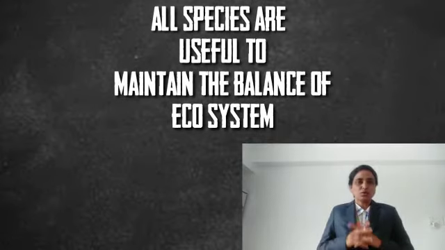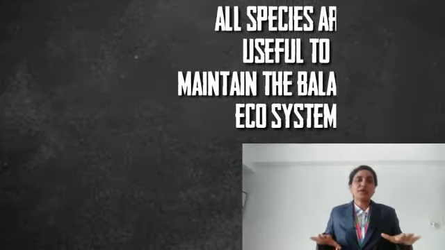Actually, all species are useful to maintain the balance of ecosystem. If any one of the species will reduce or be less in number, then it will affect the ecosystem. It will affect the food chain of the organisms, food web, and it will not be good for our environment. So for keeping our environment in balance, this reproduction process is very important. By that we can save our species.